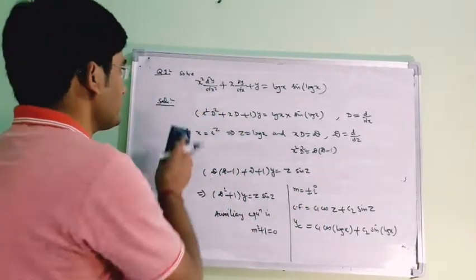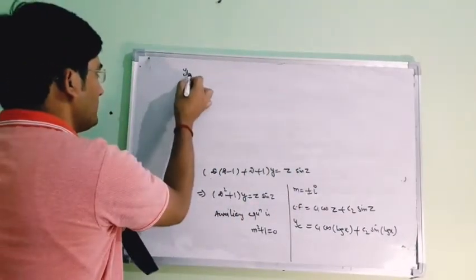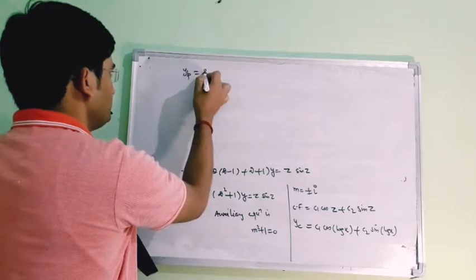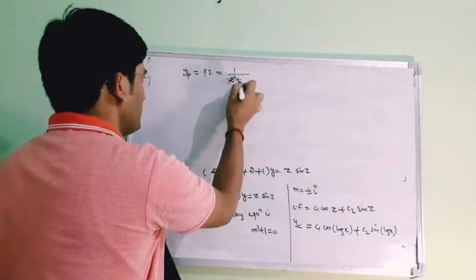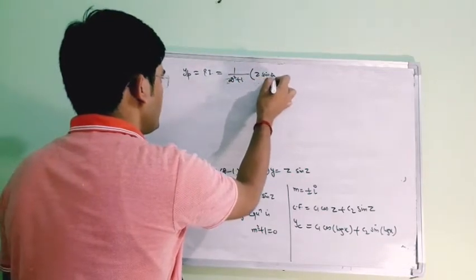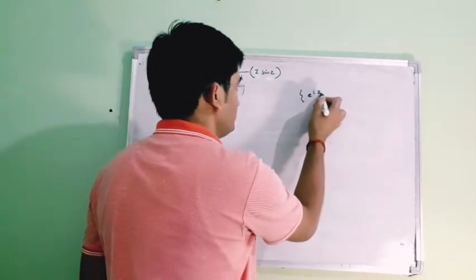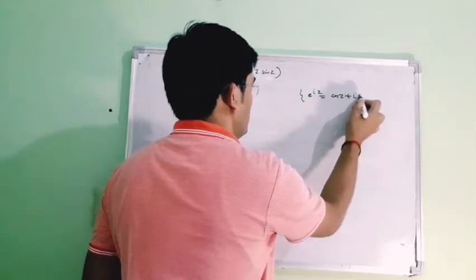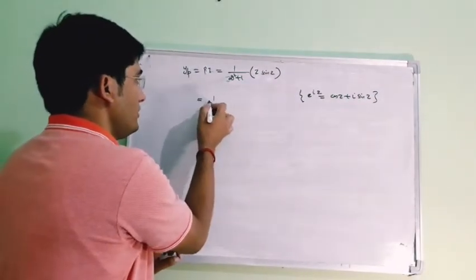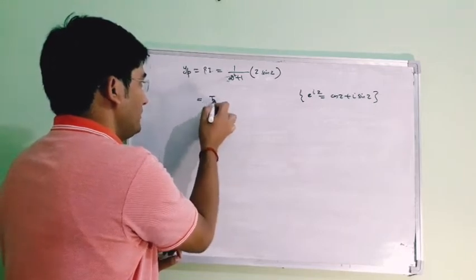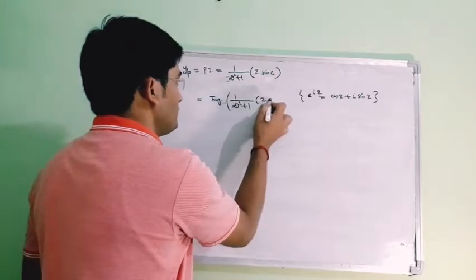Then particular integral. So our yp, that means the particular integral, will be equal to 1 upon D square plus 1 of z sin z. Replace our sin z as the imaginary part of e to the power iz. So we can see that our sin z is the imaginary part of e to the power iz. So this will be the imaginary part of 1 upon D square plus 1, then z into e to the power iz.